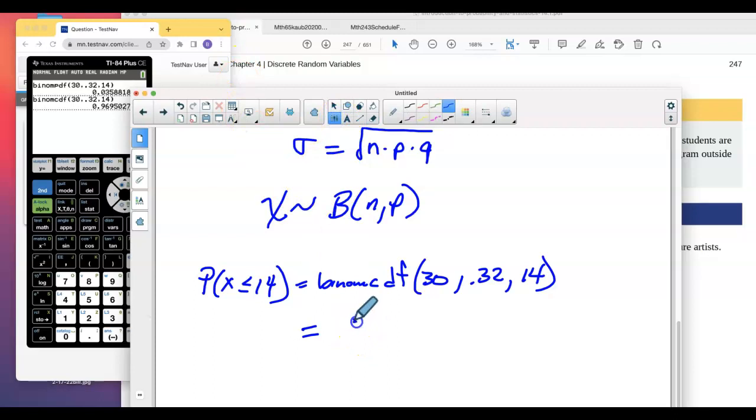So 0.9695 is our decimal here. Okay, or approximately 96.95% of the time you're going to end up with at most 14 out of the 30.